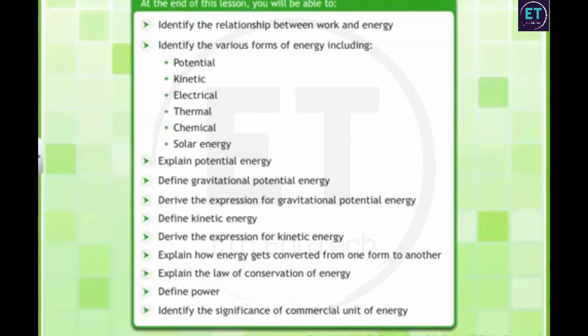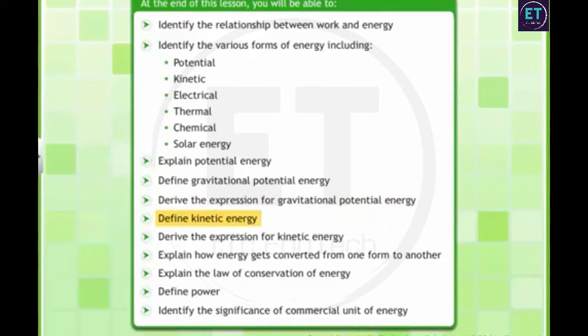At the end of this lesson, you will be able to identify the relationship between work and energy, identify the various forms of energy, including potential, kinetic, electrical, thermal, chemical, and solar energy. Explain potential energy. Define gravitational potential energy. Derive the expression for gravitational potential energy.